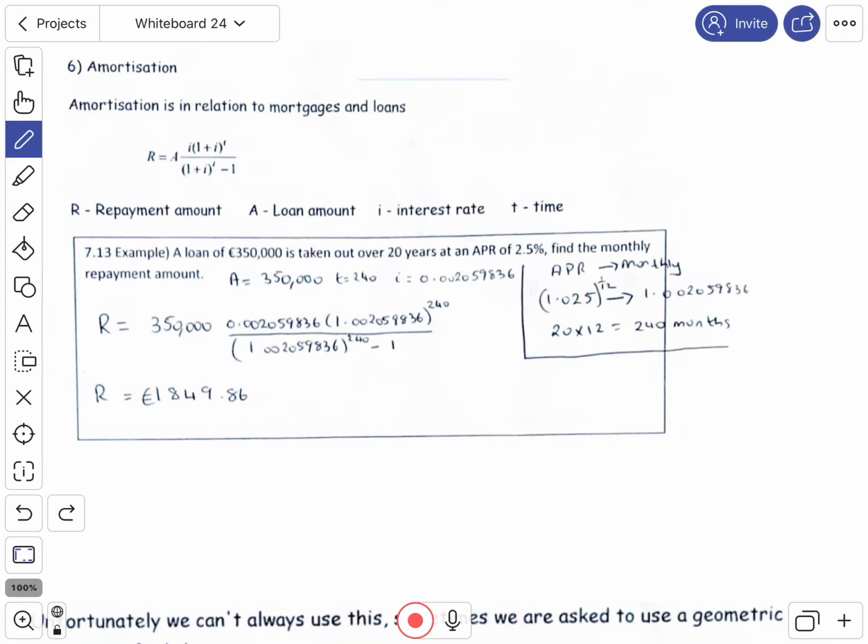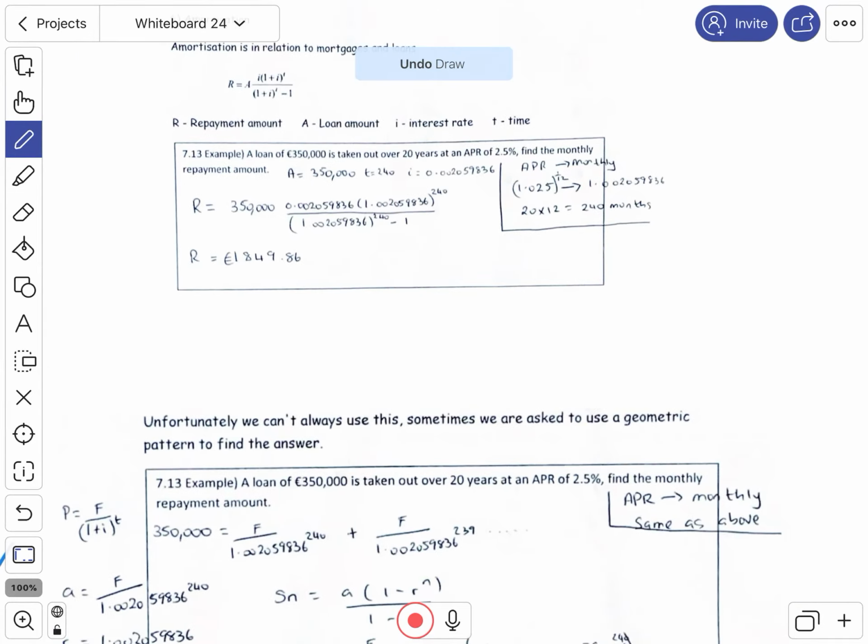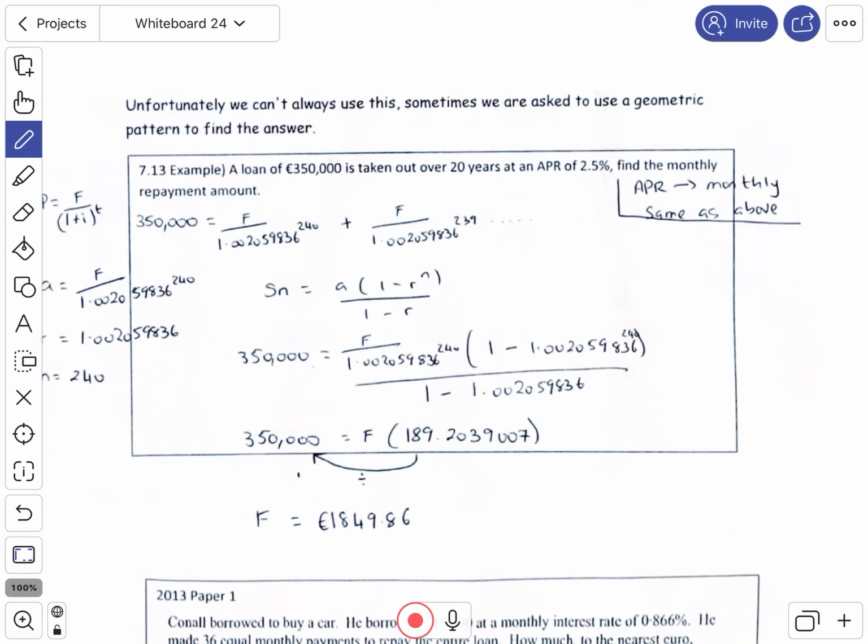The only problem with this question is if they don't say you can use this formula. It makes it much easier, however, they can ask you to use a geometric pattern. So the geometric pattern is what we were doing before, using the S_n formula. If we look at this question again, same question as above, we should be getting the exact same answer. We are now going to do it using a geometric pattern. So we're going to do it using F equals P times (1 plus I) to the power of T.